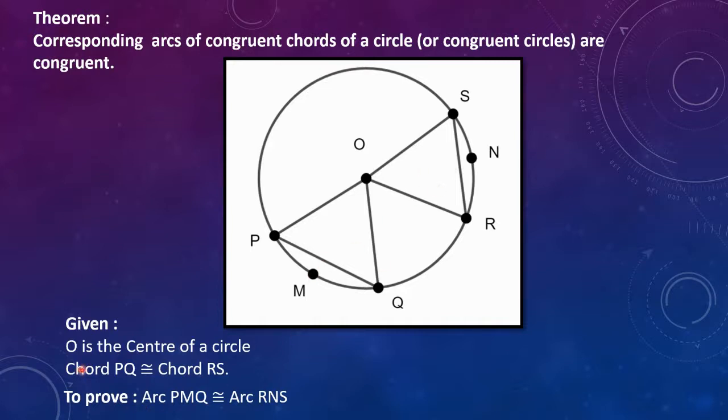So the same thing is given. O is the center of the circle, chord PQ is congruent to chord RS, and we have to prove that arc PMQ is congruent to arc RNS. Note one thing, that the arc corresponding to chord PQ is PNQ, and the arc corresponding to chord RS is arc RNS. Let us start with the proof.